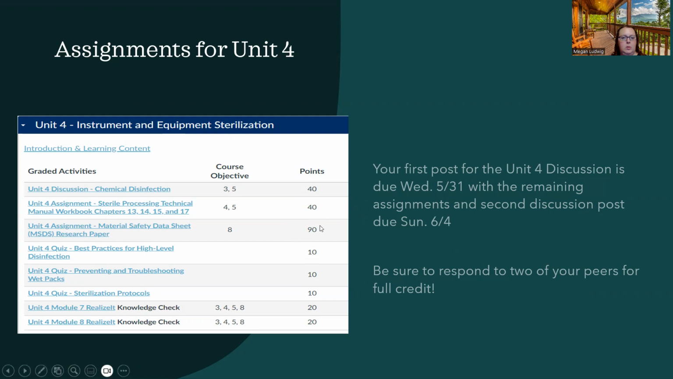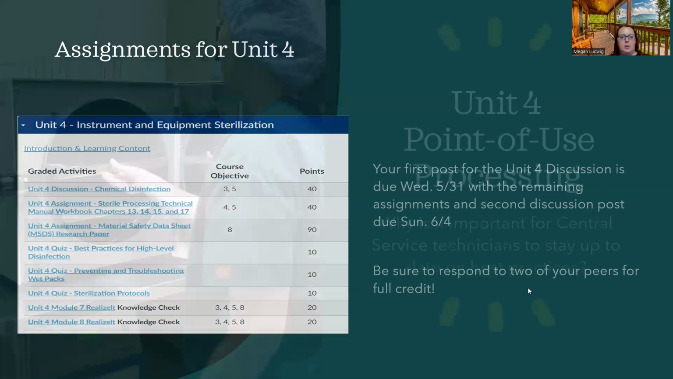And notice this big guy right here: the Material Safety Data Sheet research paper. Plan accordingly, because that's 90 points and it is weighted differently. It's not in the same weighted points category as your discussion posts or your Realize It modules. It's in a different category. So if you don't do that and you take a 0, it's going to drop you significantly into a non-passing grade. Be aware of that and manage your time accordingly so you can get that turned in on time.